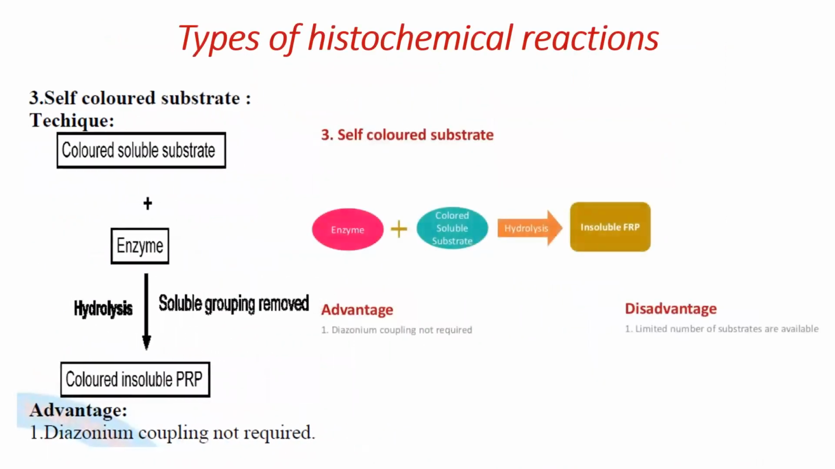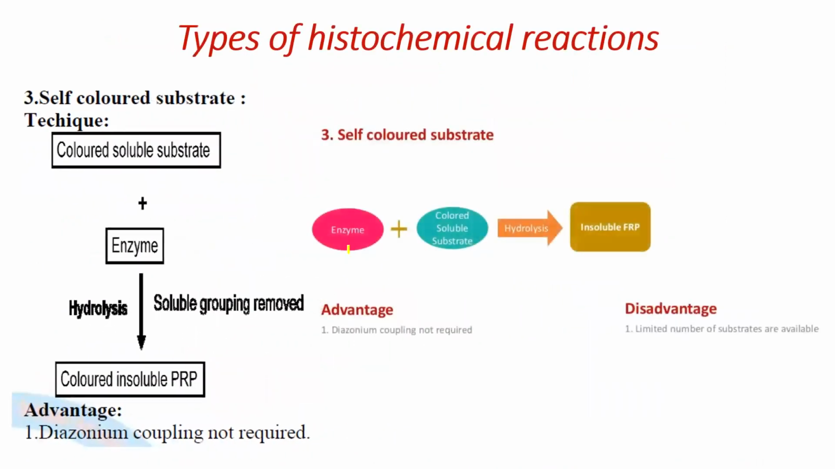So let us see the chemical reaction. We have an enzyme, we added a substrate, and the substrate immediately gave us a coloring product. This is undergone by hydrolysis. Because of this hydrolysis property, the substrate itself will give us a color.